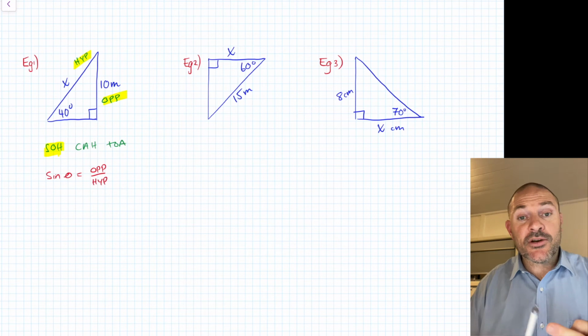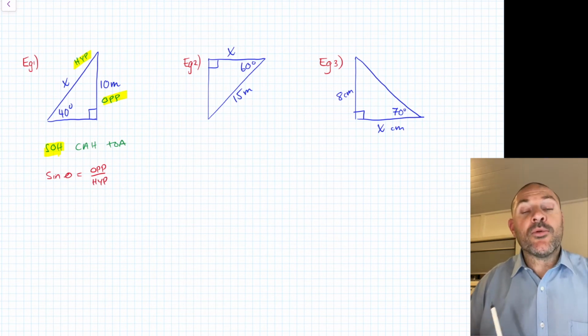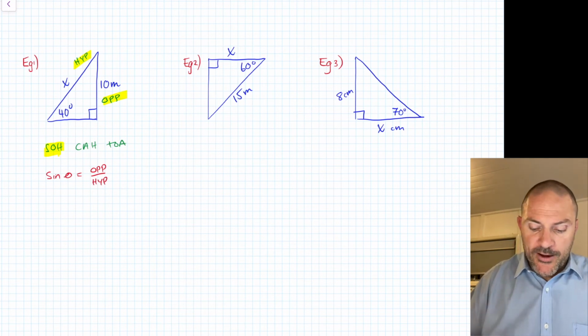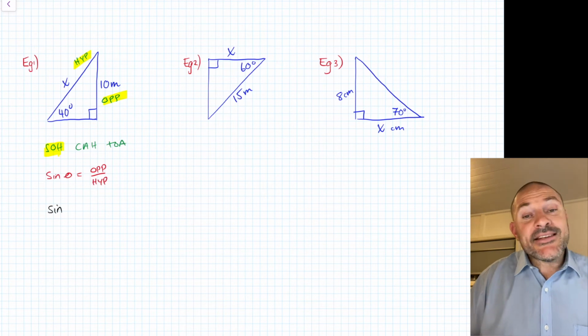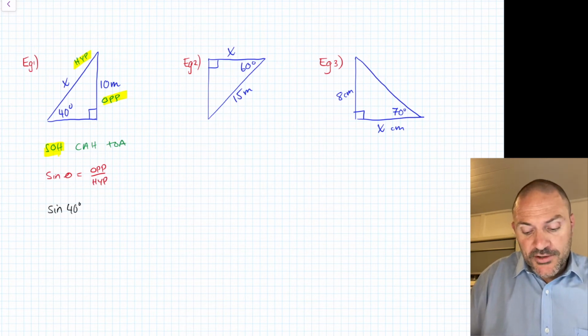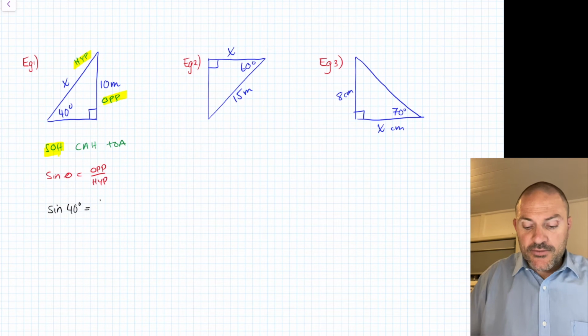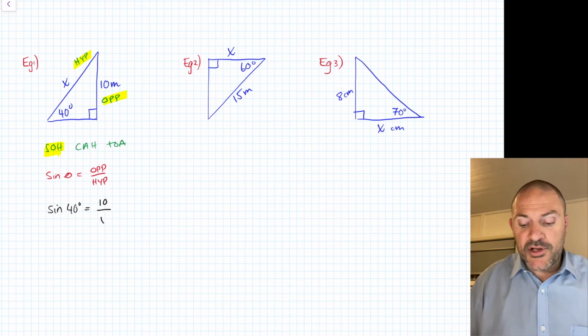First step, label the sides. Second step, work out your rule. Third step, we now apply it. So sine, instead of theta, it's sine 40 degrees. Instead of opposite, we're going to put 10, and instead of hypotenuse, we're going to put x.